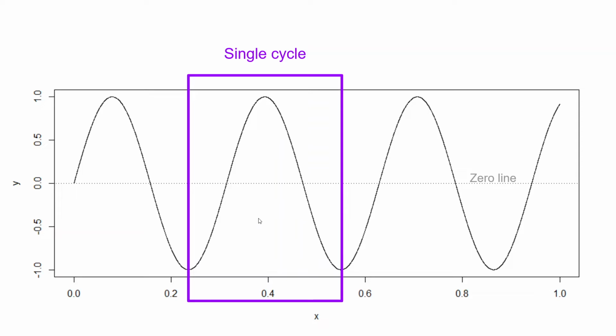But it's the minima that's a nice clean landmark to use. And if we look at the time it takes for a single cycle to happen, that's a single period. And we'll be talking about periods more in the next video.